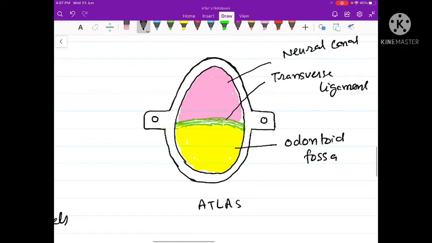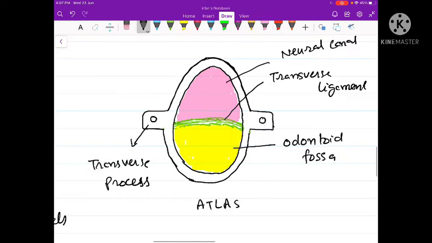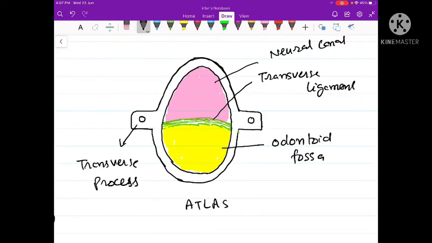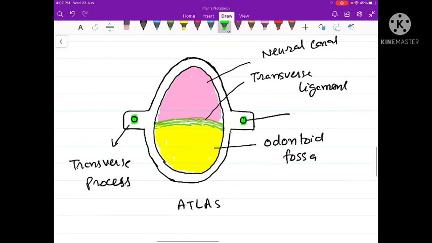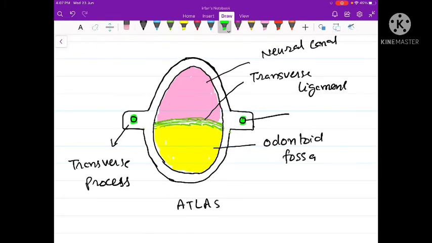Apart from these, there are the transverse processes. There are two transverse processes, one on the left side and another on the right side. And in the transverse process, there is this aperture. This aperture is called the transversarium, through which blood vessels will pass.